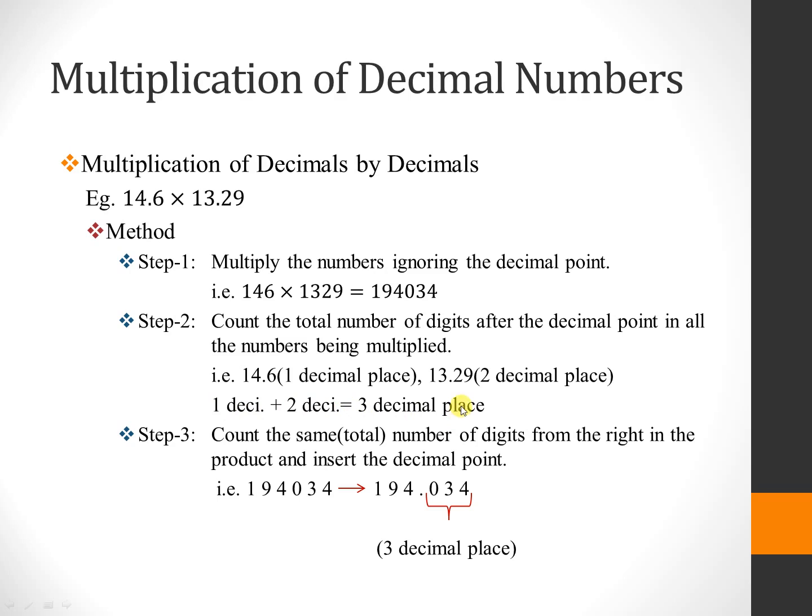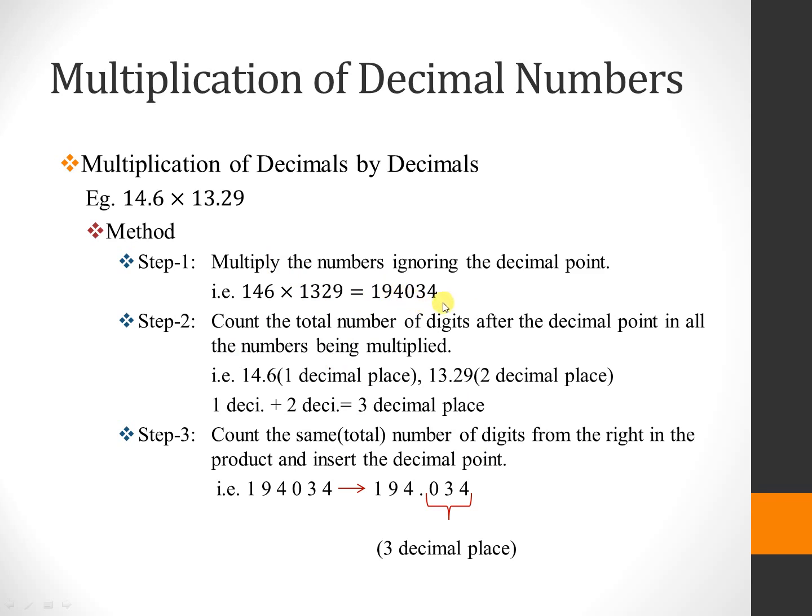So 3 decimal places. Counting done. Now forward to step 3: count the same, that is the total number of digits from the right in the product, and insert the decimal point, the same way we did in the multiplication of decimals by a whole number. Now we have to use this product.